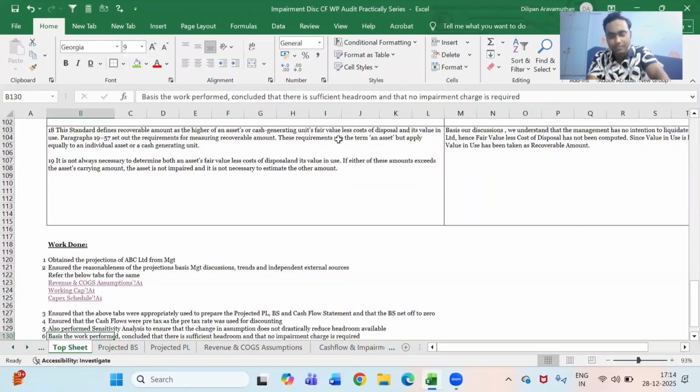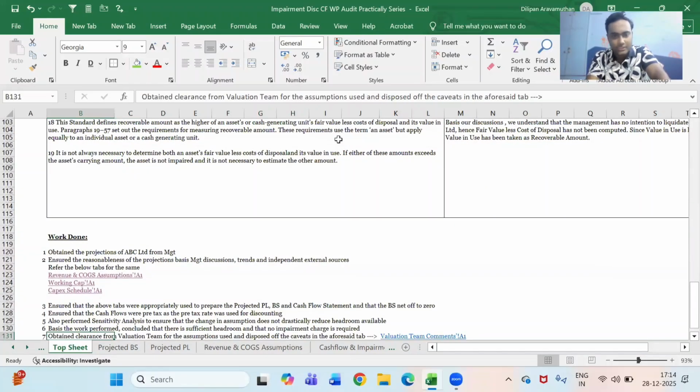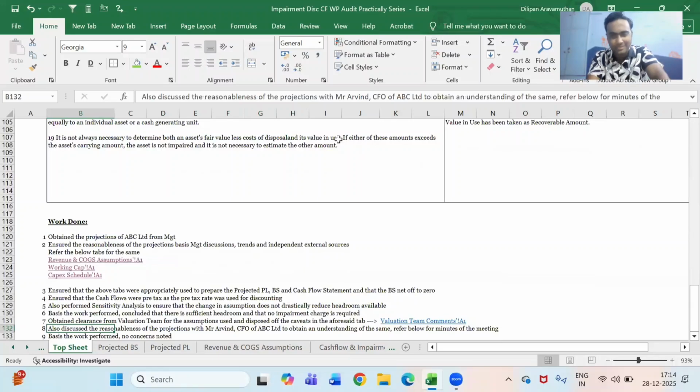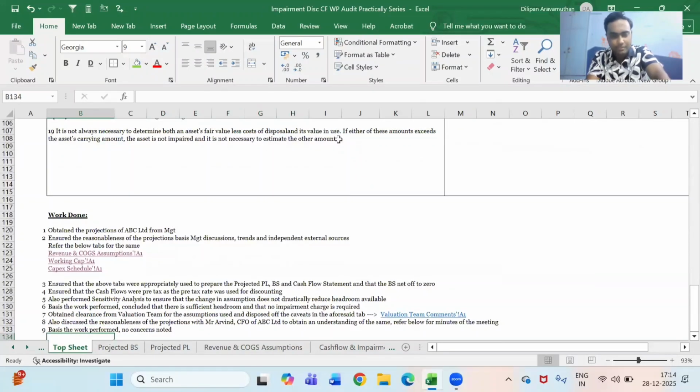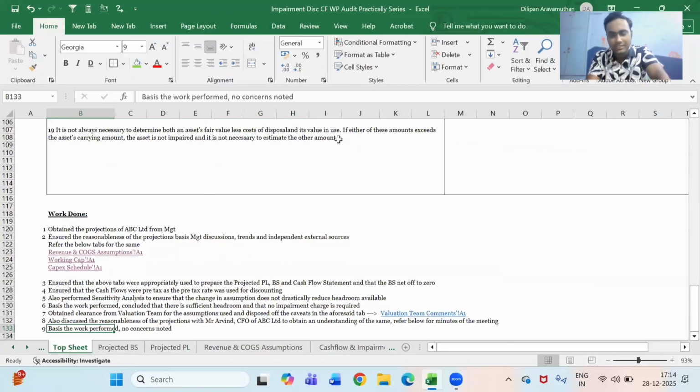We have ensured that the pre-tax discount rate was used. We've also discussed with the management. We also discussed with PwC, who are the auditors of ABC Limited. We also discussed with the CFO of ABC Limited, Mr. Arvind. I've just mentioned my name there. And based on the work performed, we note no concerns and there is no impairment charge required. This is what we are documenting.